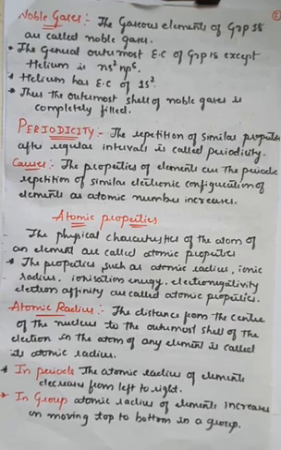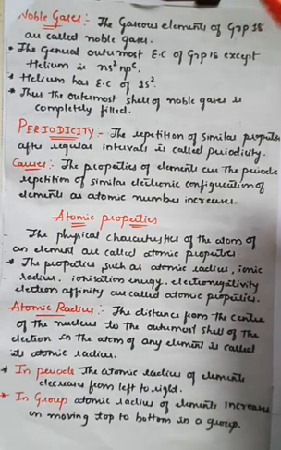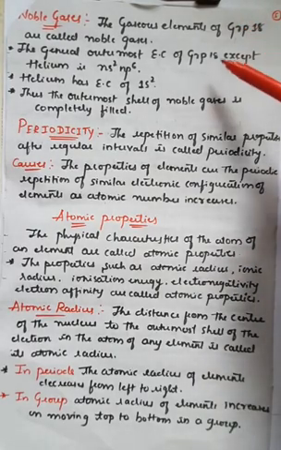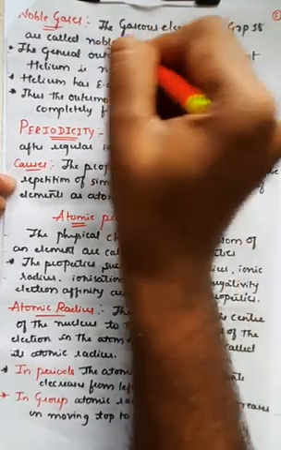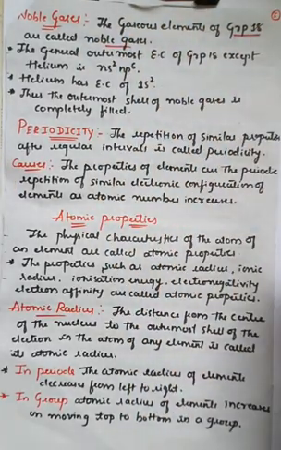Since there is a completely filled electronic configuration, they will not react, or there will be no kind of exchange of electrons in the case of noble gases. Therefore the gaseous elements of group 18 are generally called noble gases, right? So the group 18 elements are called noble gases.